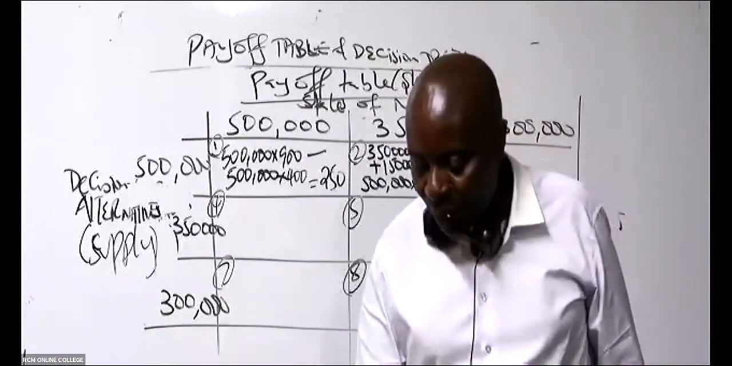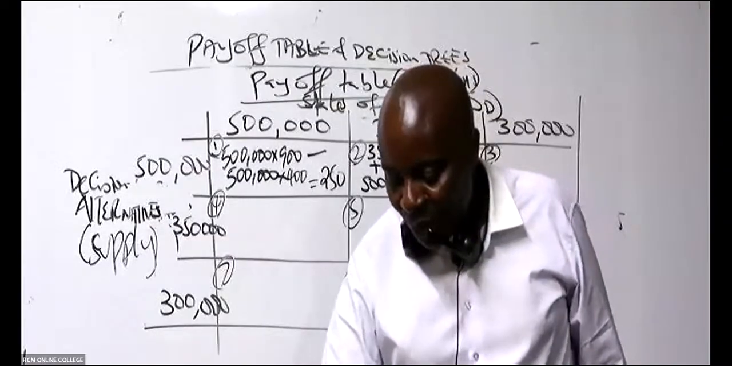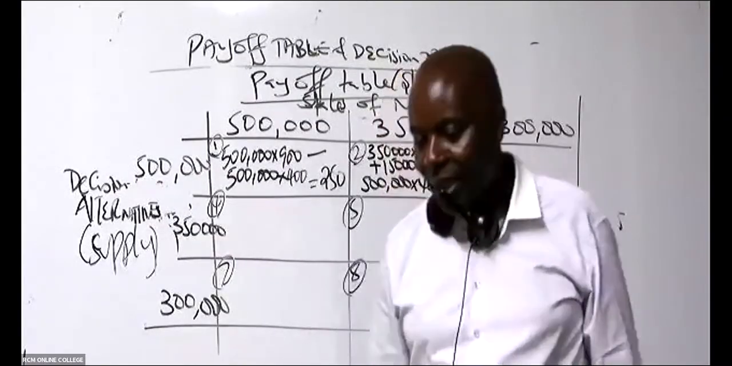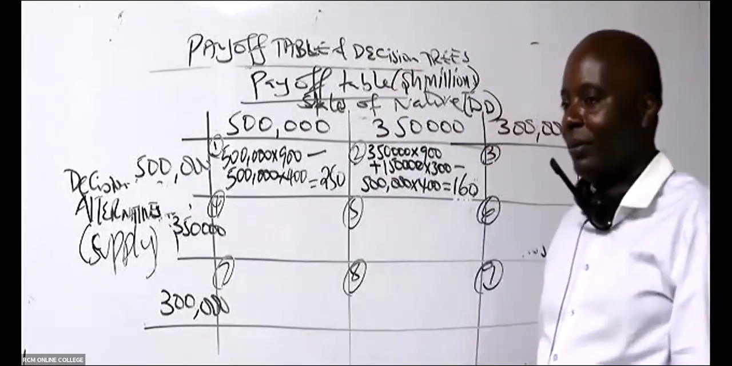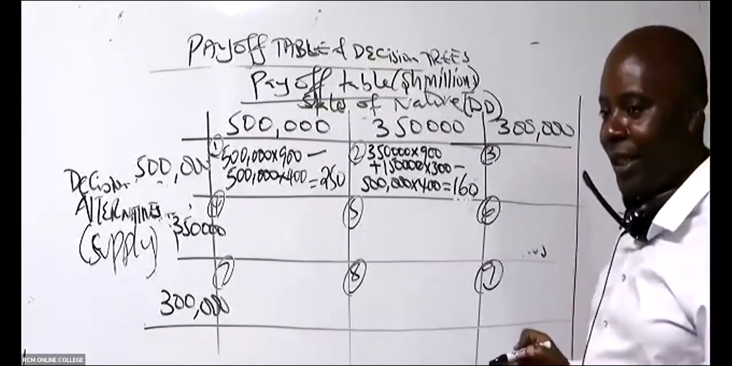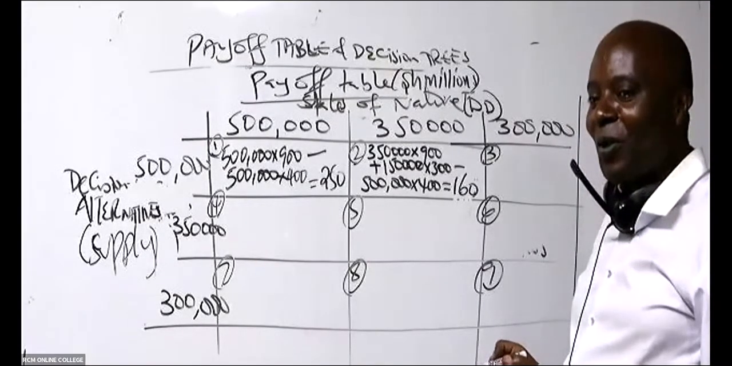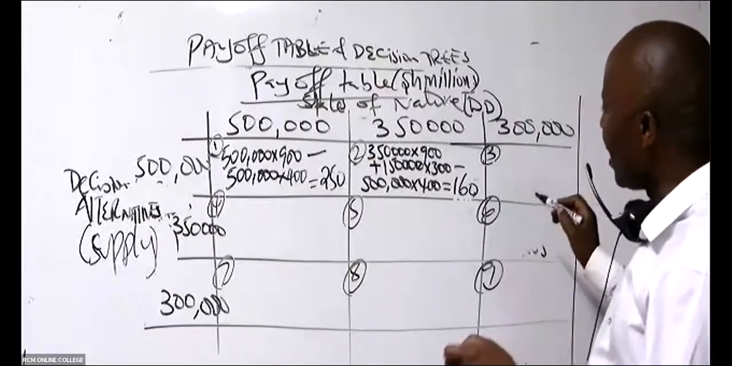I can see so many of them giving me 130. They are very wrong. We can bet on that. Most of them are telling me, Mwalimu, 130. Mwalimu, we can't be wrong. You're right, please listen.